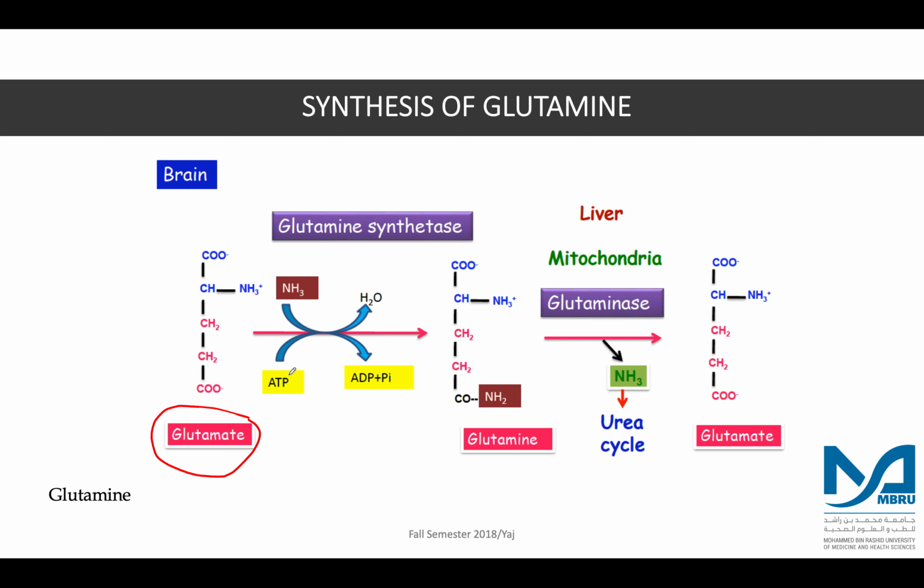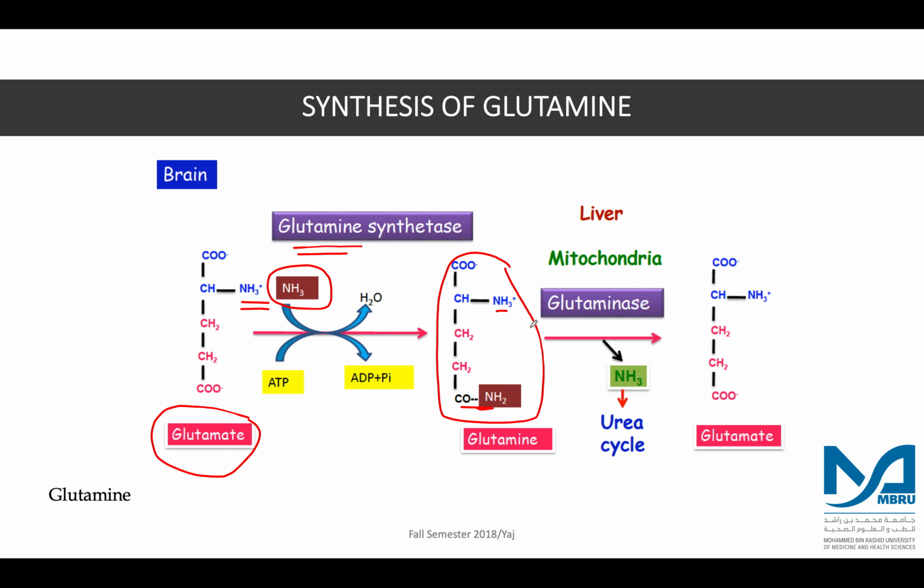Glutamate, in the presence of ATP, takes ammonia that is produced by the metabolism of different amino acids, and by the enzyme glutamine synthetase is converted to glutamine. And you can see here, this is the structure of glutamate. You don't need to remember it, but you can see here glutamate contains 1 nitrogen, whereas glutamine contains 2 nitrogen atoms.